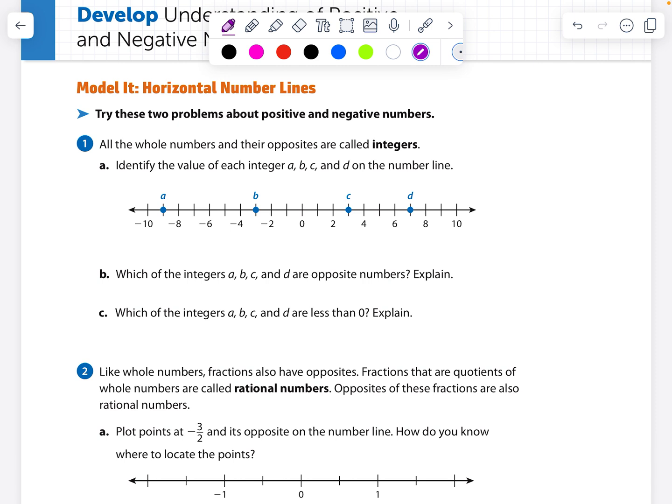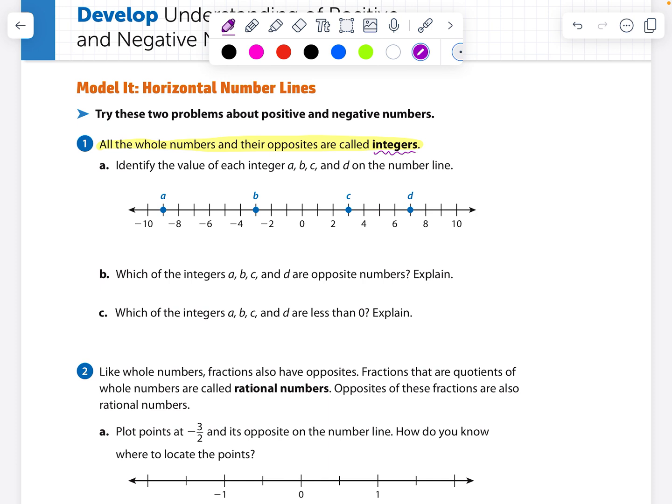All whole numbers and their opposites are called integers. If you have a highlighter or you just want to underline that, integers is going to be a key word here. So that's all the positive numbers, including their opposites. A says, identify the value of each integer, A, B, C, and D on the number line.